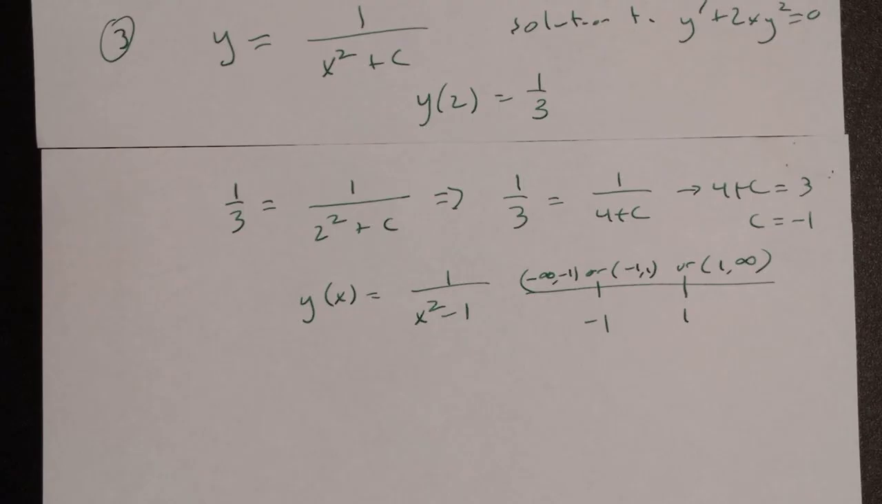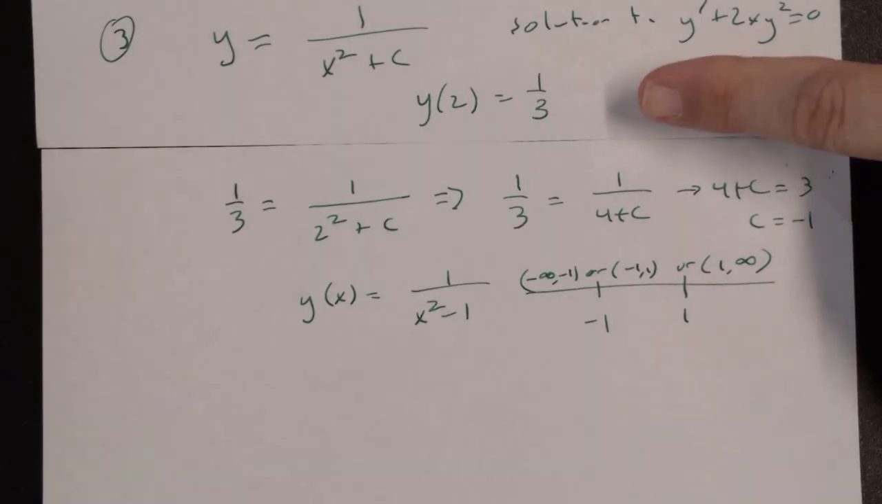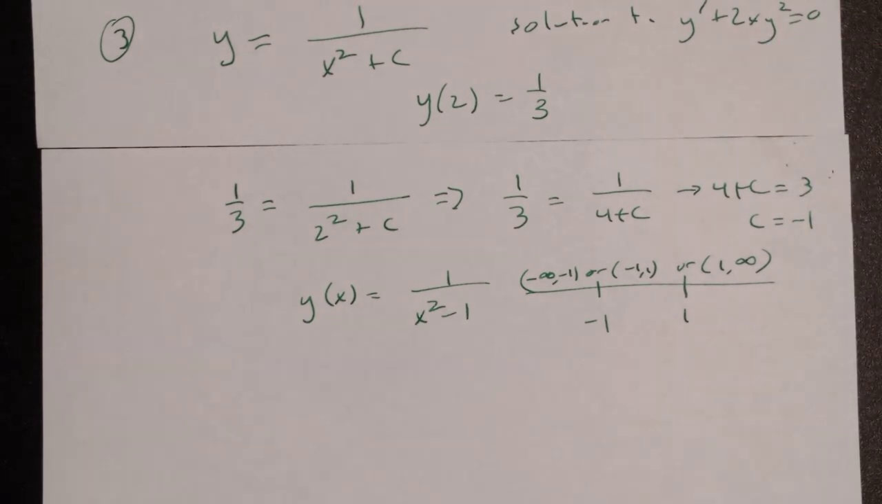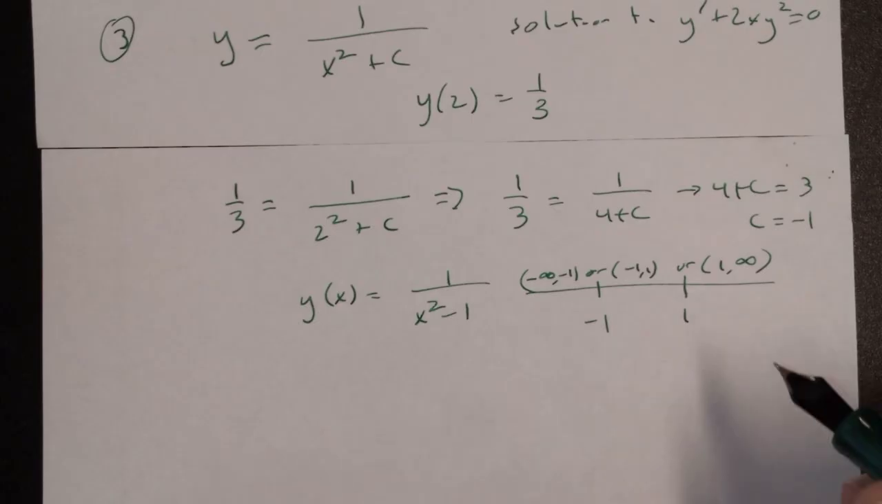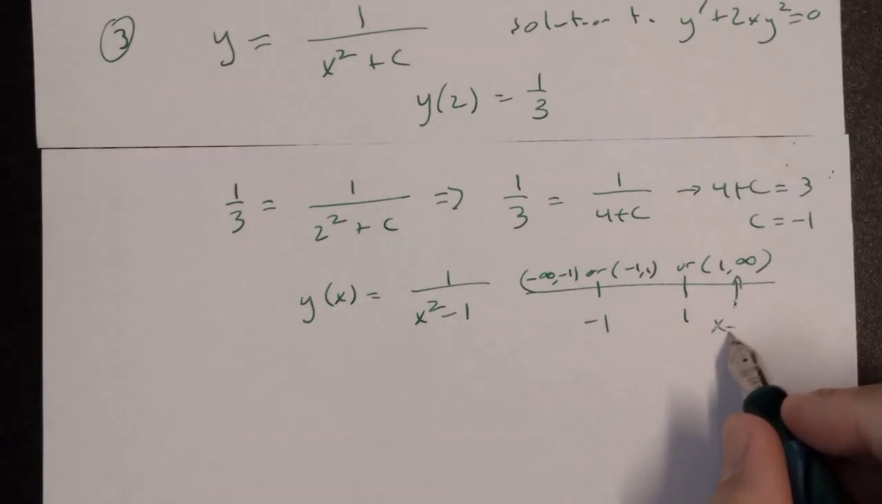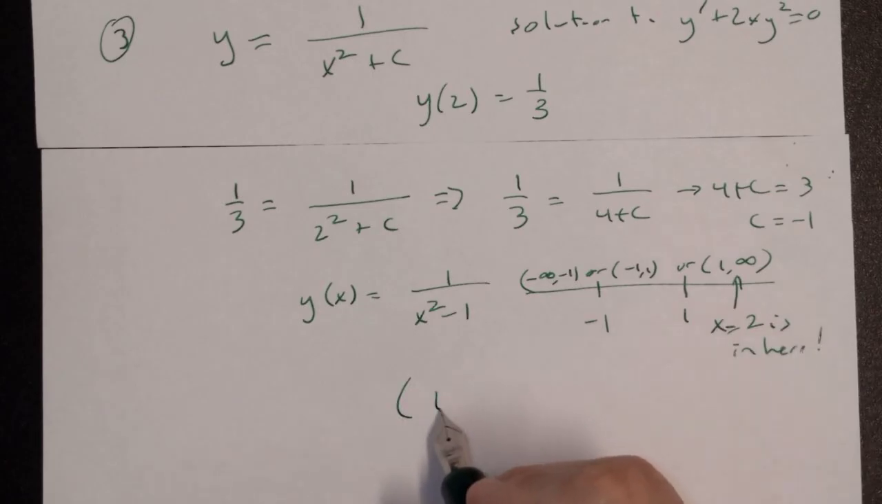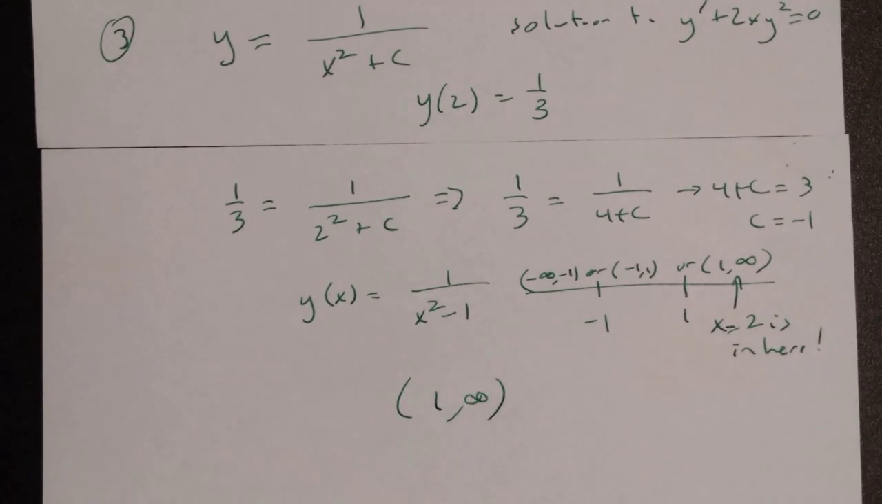But now I have an initial condition. Which of the three intervals contains the point that we started with? The point we started with has what x value? Oh, the x value is 2. These are x's. X equals 2 is in here. So the appropriate interval for this solution is from 1 to infinity.